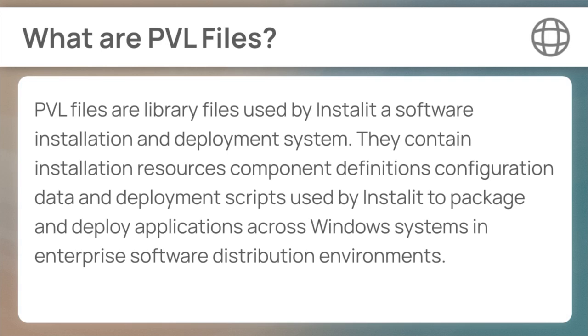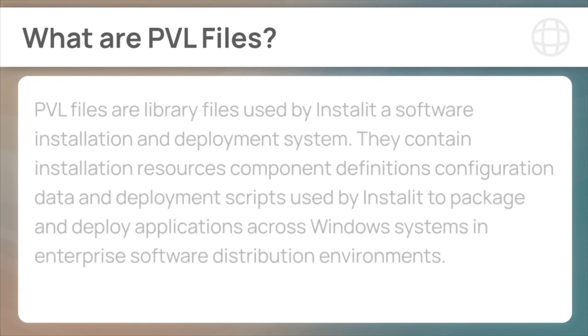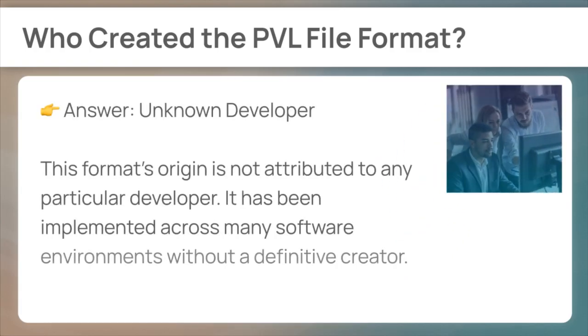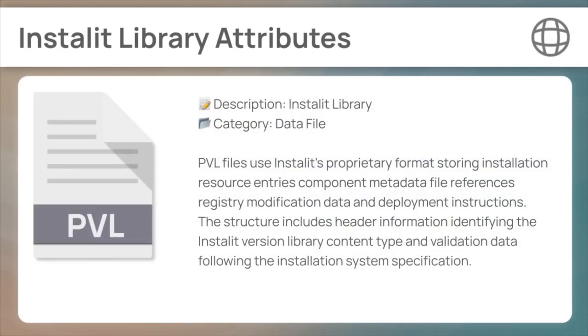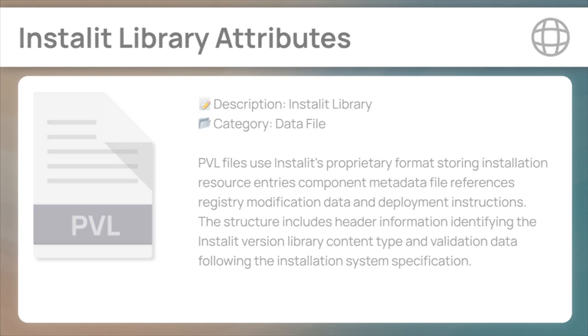They contain installation resources, component definitions, configuration data, and deployment scripts used by Instalit to package and deploy applications across Windows systems in enterprise software distribution environments. PVL files use Instalit's proprietary format, storing installation resource entries, component metadata, file references, registry modification data, and deployment instructions. The structure includes header information identifying the Instalit version, library content type, and validation data following the installation system specification.